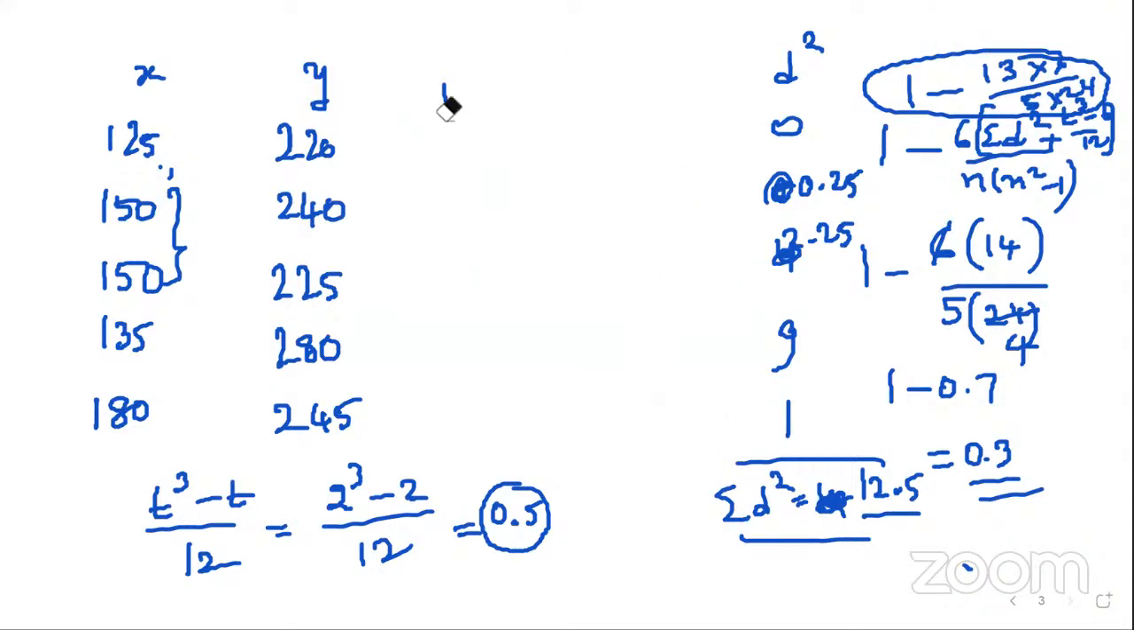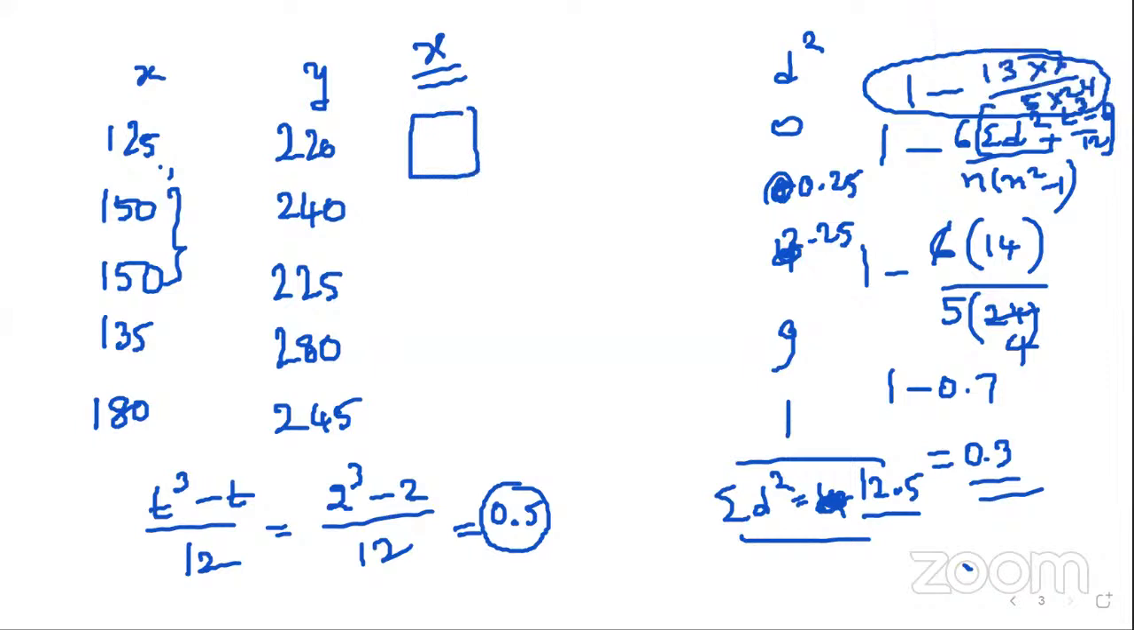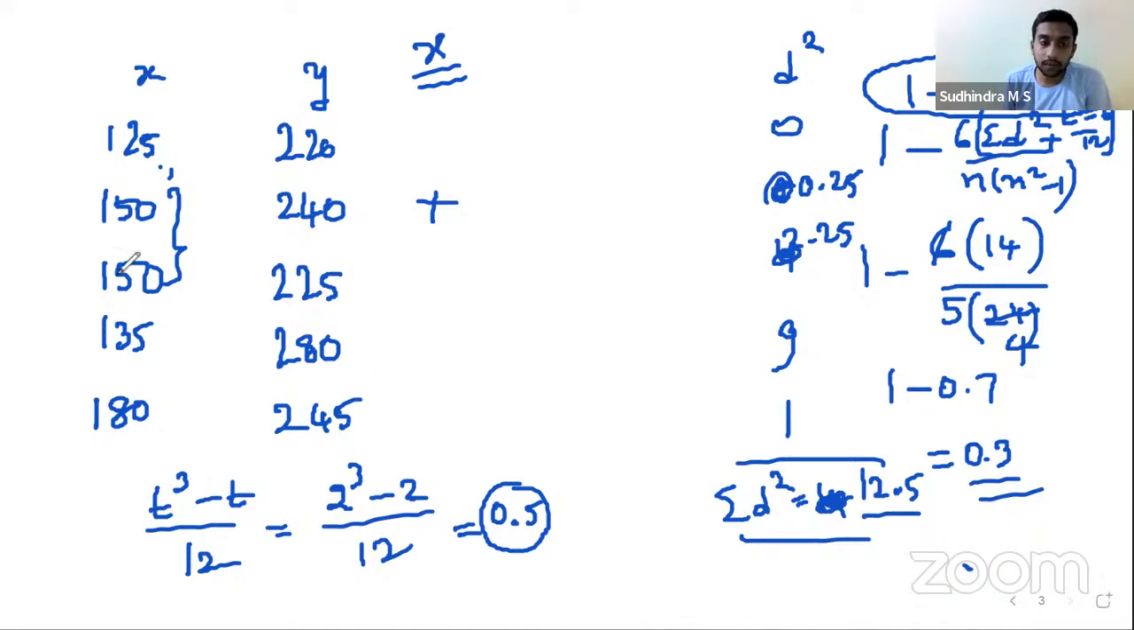So concurrent deviation, first we have to allocate signs. For x, what are the signs that we'll allocate? For the first value, we don't have a sign, correct? Then second, positive. Say 160. If there is no change, then it will be blank, right?